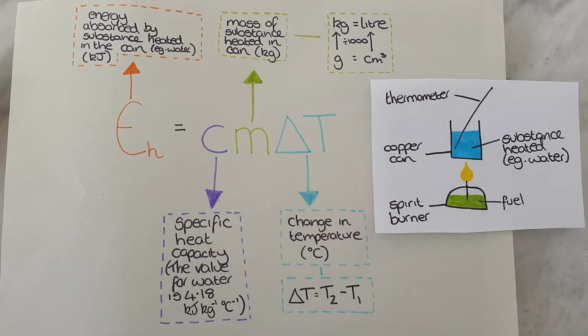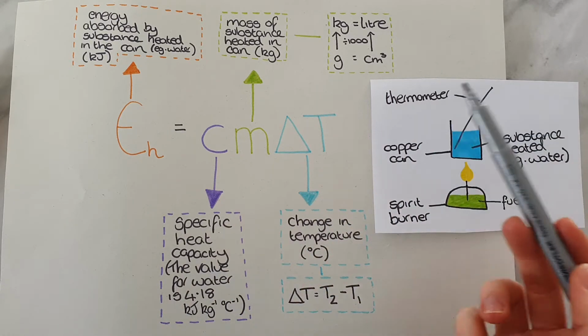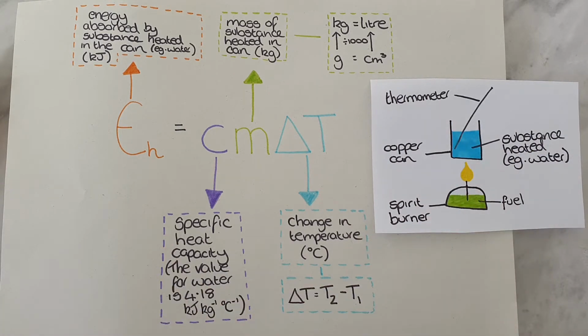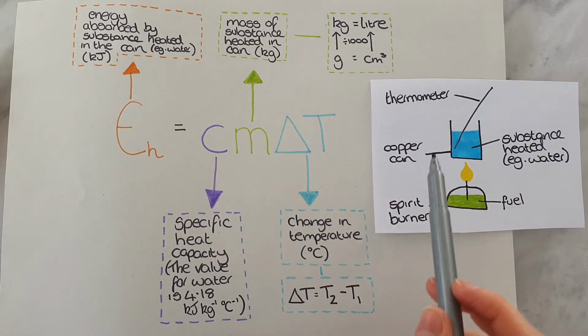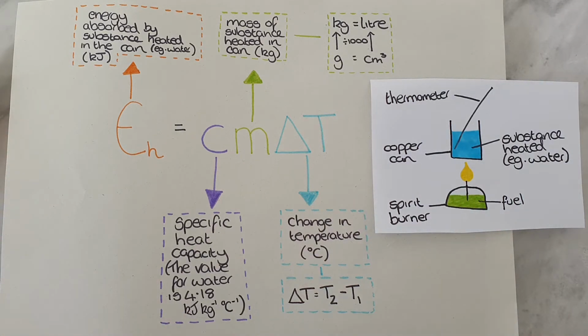Now obviously there's a lot of issues there where the diagram shows no draft shields, so a lot of the heat is going to be lost to the surroundings. The can will absorb it. You would want to stir that water, some of the heat could go out the top, so lots of issues, but it should give you a rough idea how much energy was released by the fuel by working out what that water absorbed. And if you understand the principle of that, it can make the calculation make more sense.